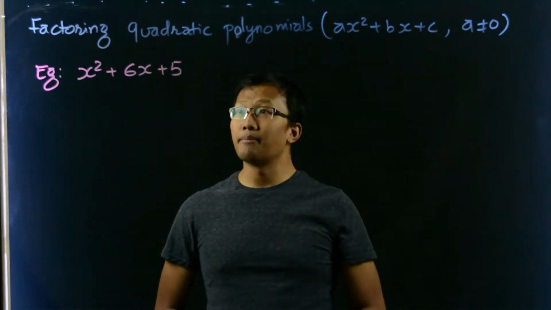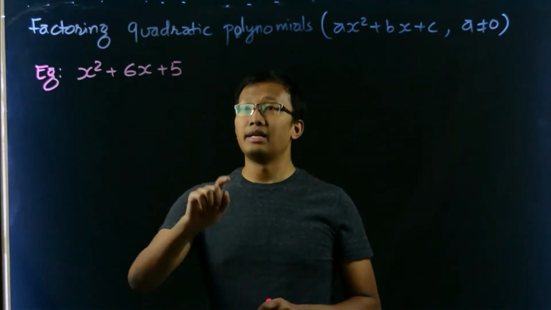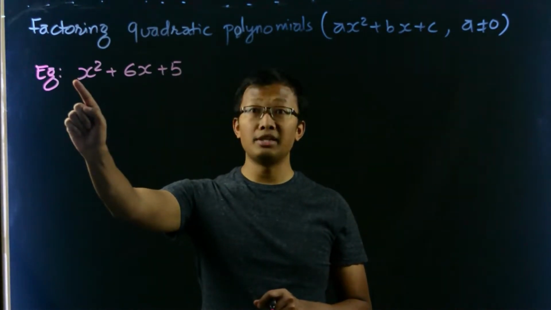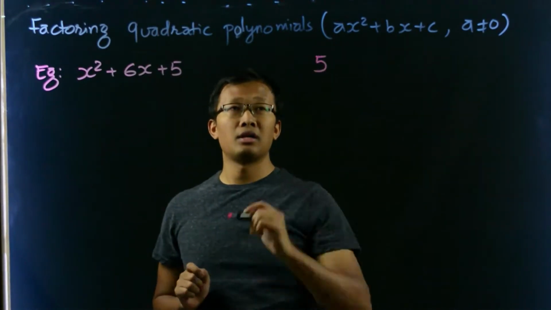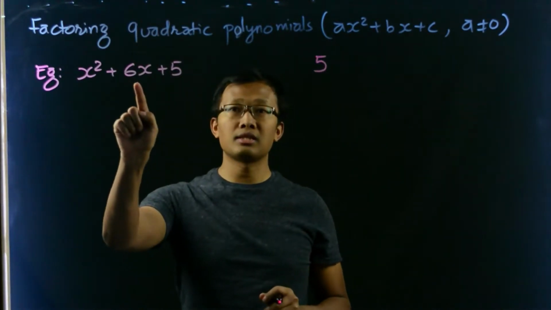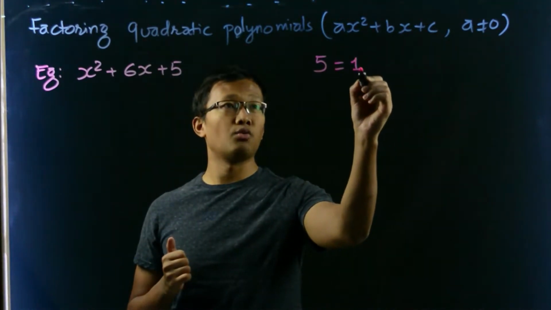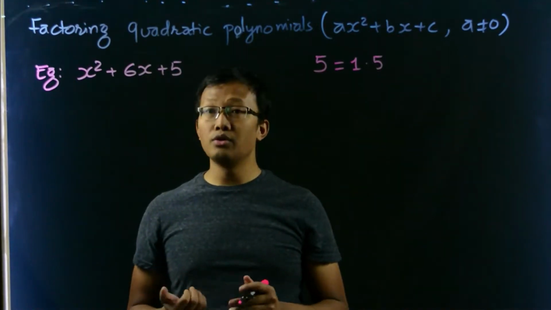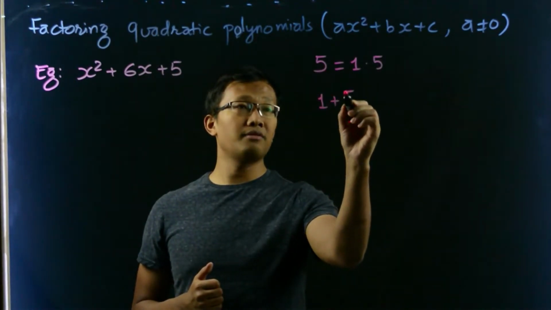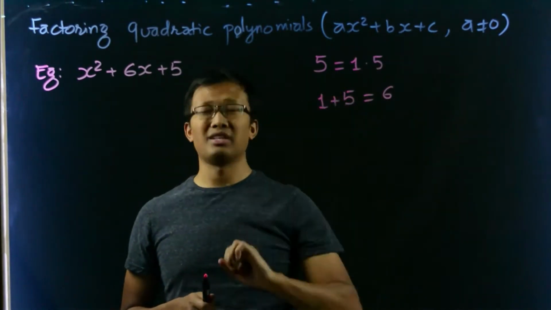Let us take an example: x² + 6x + 5. Let us multiply 5 times the leading coefficient, which is 1. So 5 times 1 is 5. And since we have 6 in the middle, I would factor this 5 in this way: 1 times 5 is 5. And we know that 1 plus 5 equals 6. So that's why I factored in this way.